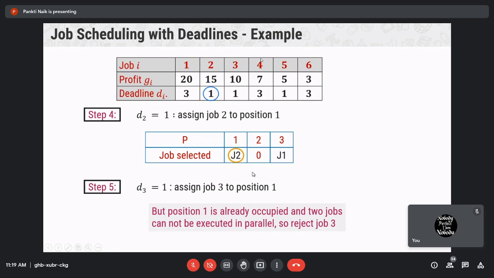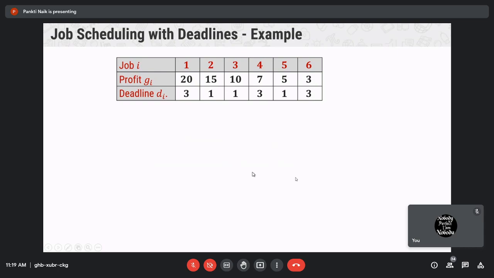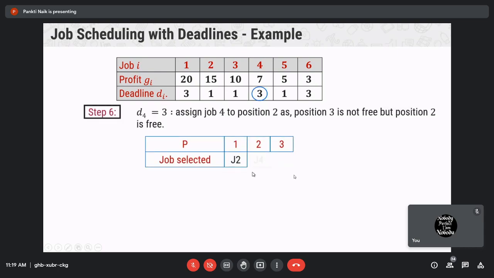Next is job 4 with deadline 3. The same position 3 is already occupied by job number 1, so we cannot allocate position 3 to job number 4. So we have to reject job number 4. But there is one condition.